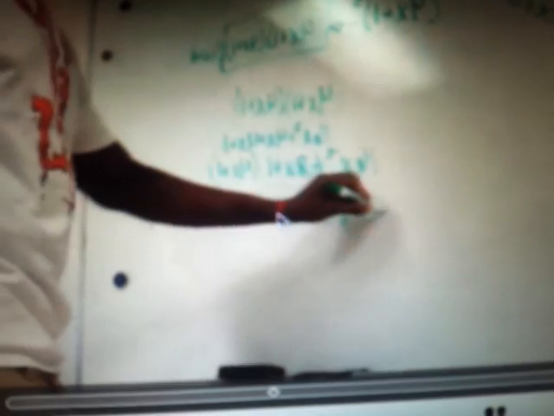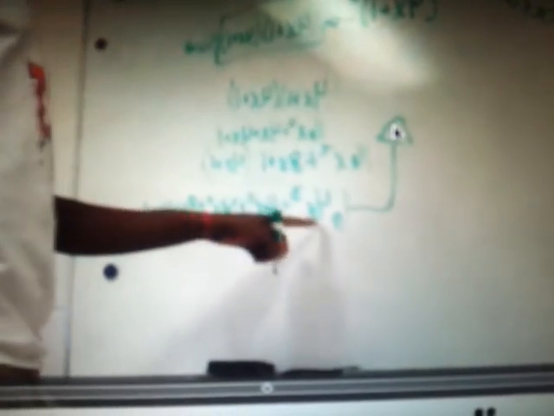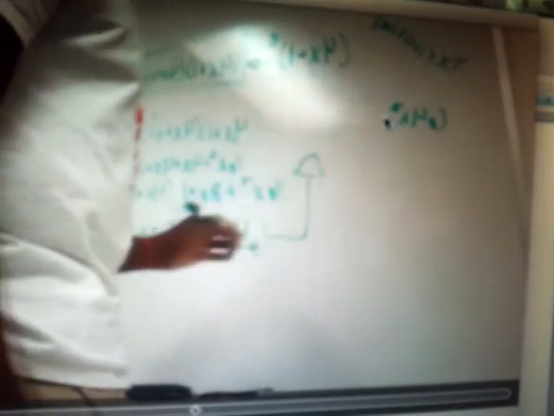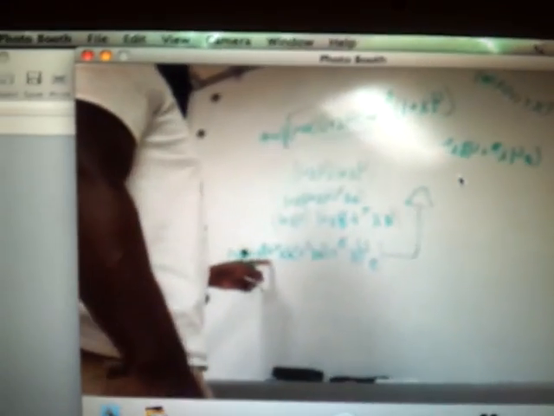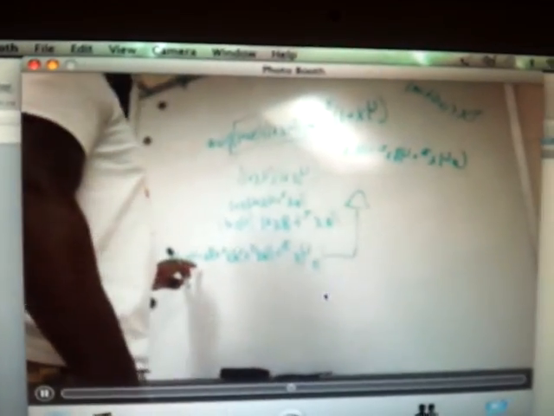Then from here is when you go back to like terms. So I'm going to bring this up here to the top so you can see it. 64x cubed plus 16 plus 32 is 48x squared. 8 plus 4 is 12x. And plus 1. Alright, now this is where you get to find the derivative part.